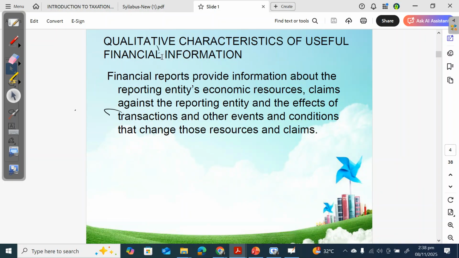So let's look at qualitative characteristics of useful financial information. Qualitative characteristics.